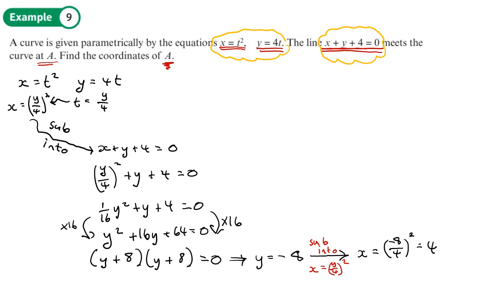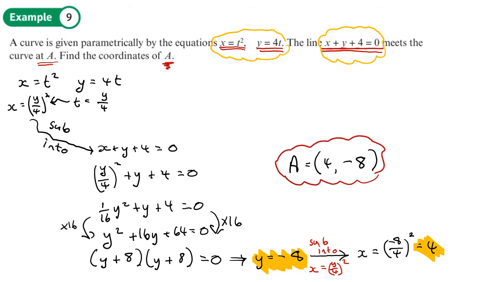So I now have the y coordinate where they cross and the x coordinate where they cross. If I'm going to finish this off nicely, I would write down that the coordinate of A equals (4, negative 8). And it's always good practice to clearly mark your solutions so the examiner knows where your answers are.